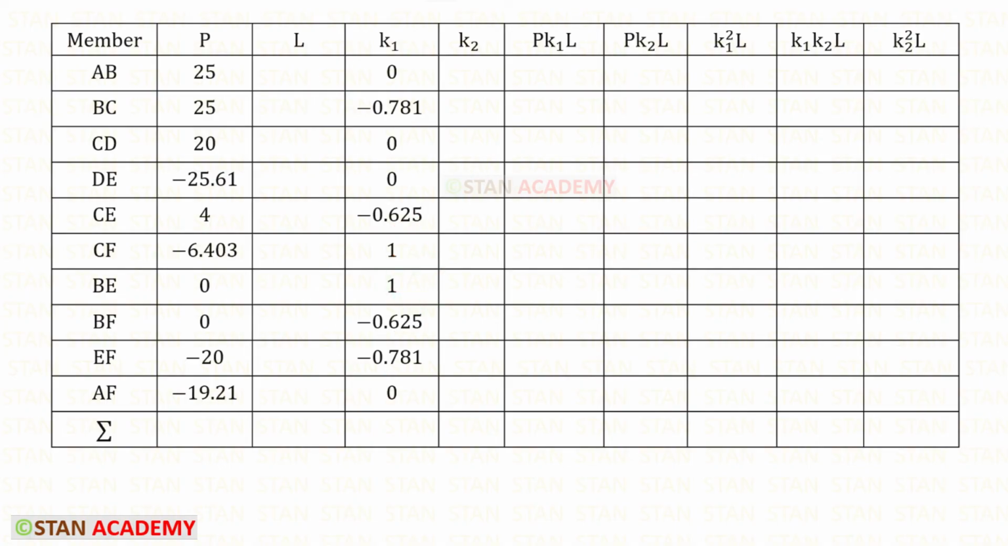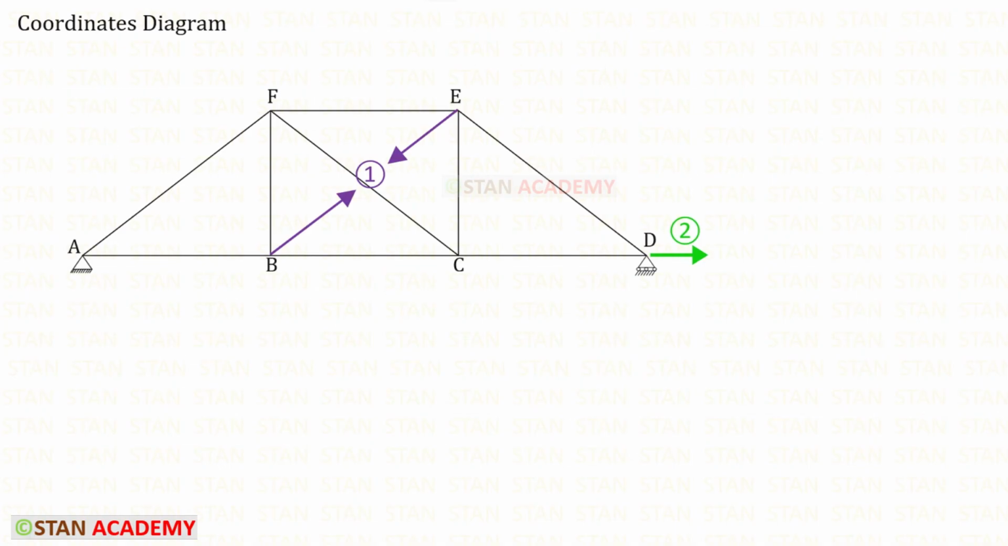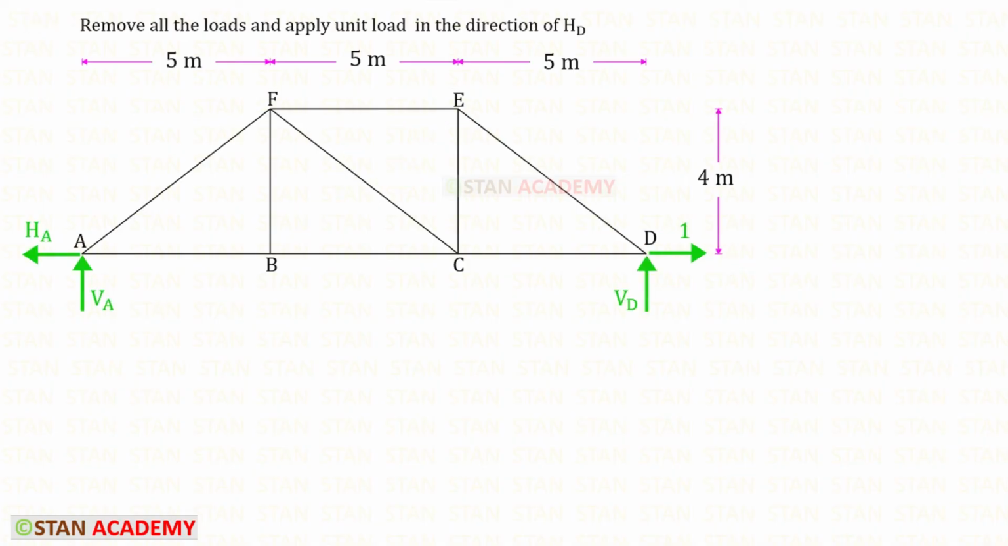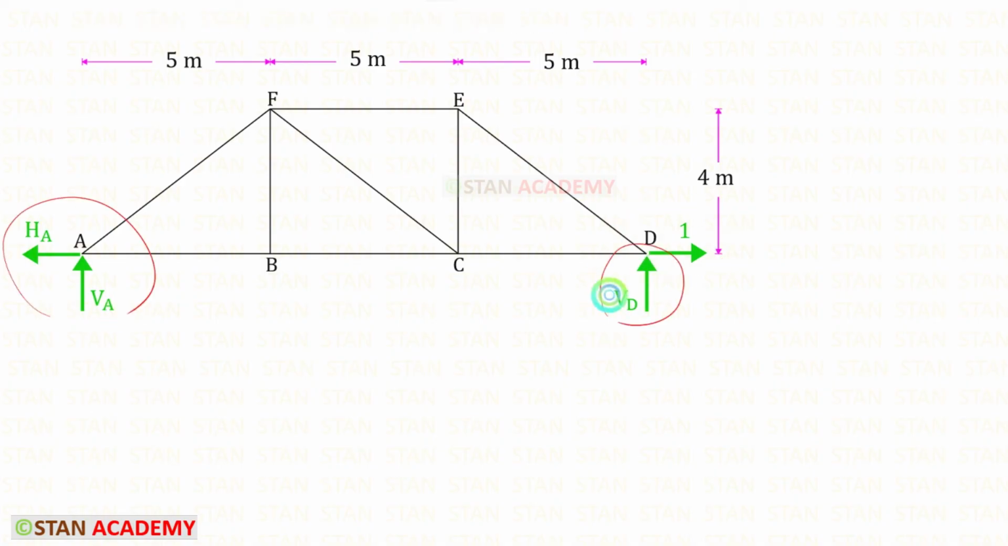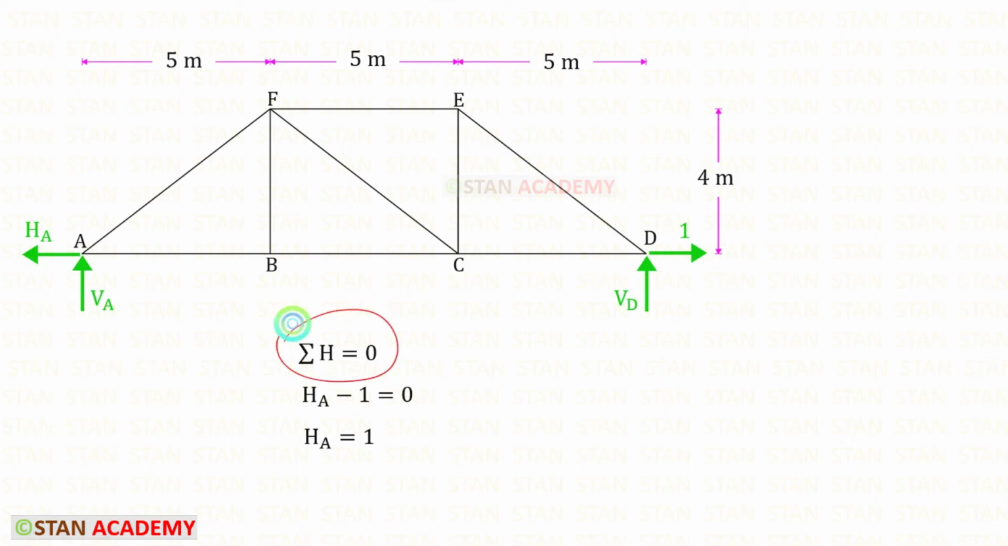Now we are going to find the values of K2. To find the values of K2 in the direction of HD, we have to apply unit load. When we do this, we should not consider any loads. Also, we should not consider BE. I have applied unit load in the direction of HD. We need to find these three reactions. By applying this rule, for HA, we will get 1.